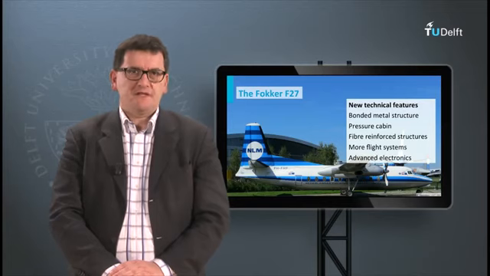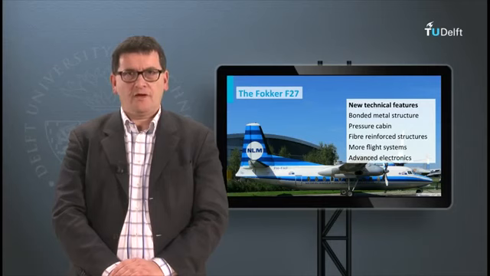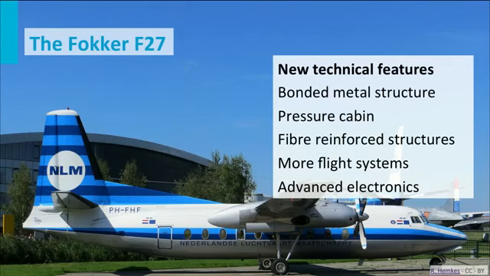Halfway the 1950s, the Dutch aircraft manufacturer Fokker presented its new aircraft, the Fokker F-27 Friendship. This aircraft can be seen on this picture. This Fokker Friendship had a number of new features like metal bonded structures, already some composite parts, and a pressure cabin. Such a pressure cabin was needed to fly at high altitudes above 3,000 meters. Above this height, the air becomes too thin to breathe easily.